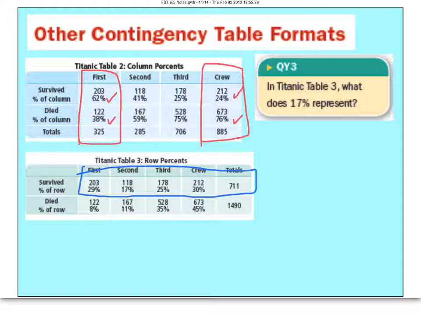So the question here: what does the 17% represent in the table, which is right here? That percent is, of the people that survived, what percent was in second class.